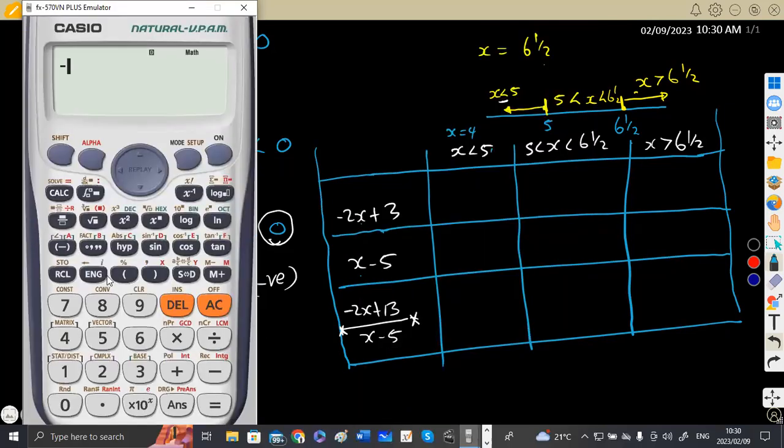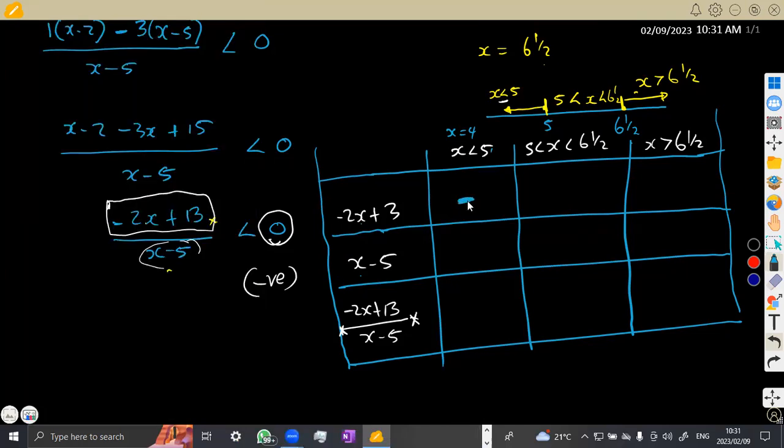So that's negative 2 times x being 4. So that's negative 2 times 4, then plus 3, okay? Which is going to be minus 5. So that's a negative here. We consider the sign, it's a negative. So here we are obtaining a negative. When x is 4, you substitute here, it's 4 minus 5. 4 minus 5, guys, that's a negative.